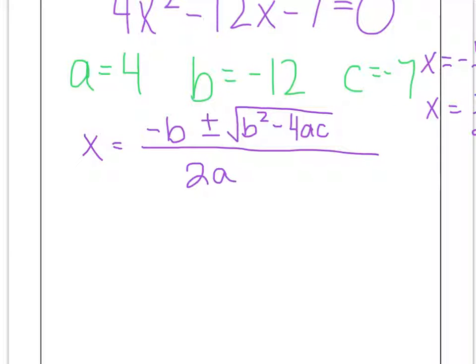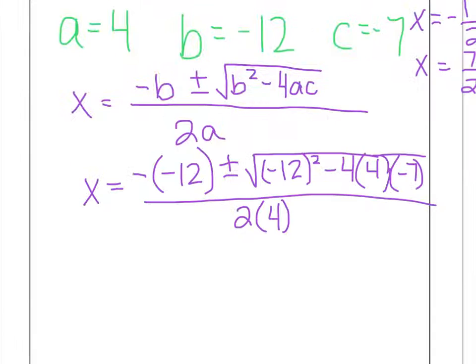Next, substitute your A, B, and your C into the formula and use parentheses. Notice how this is a -12, so always be careful. The next step, we need to simplify each one of these three pieces. This piece, underneath the square root, and the denominator.